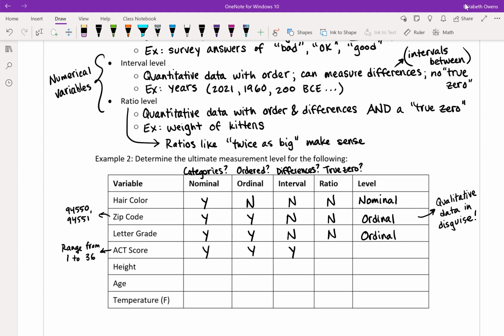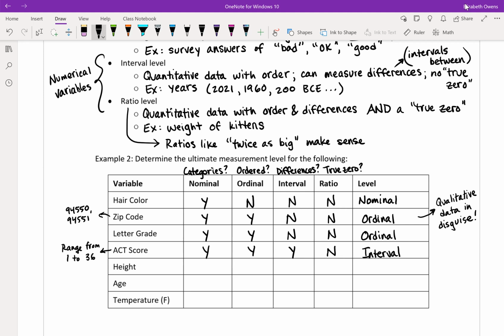1 is not really a true zero to us. We don't hit that ratio level of measurement. I have to pause and think about that one for a second. We do have the interval level of measurement here, but we didn't actually get a true zero level.